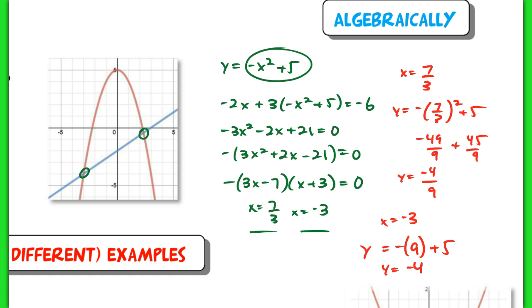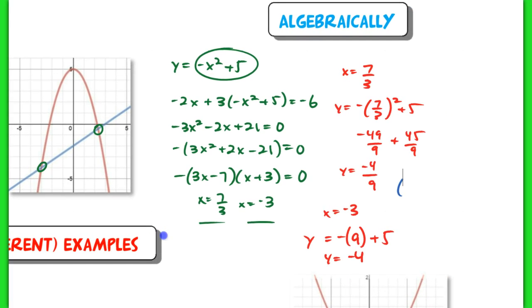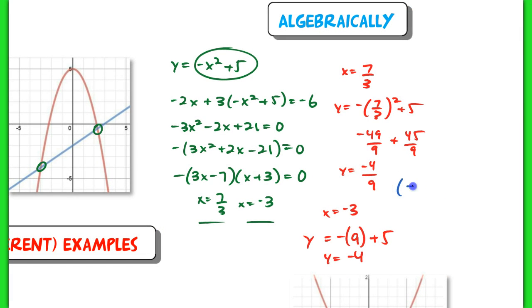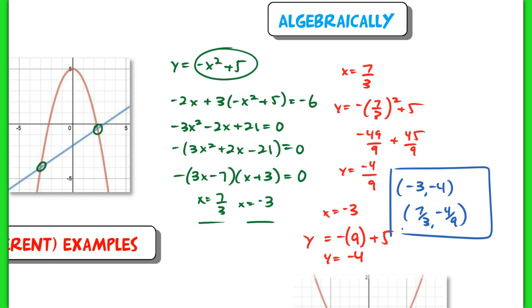So when we list our coordinates, make sure that you're not just solving for the y and the x, but actually listing them as two coordinates, because the whole point of this problem is to figure out where they intersect. So it would be negative 3, negative 4, and 7/3, negative 4 ninths. Okay, these are our two unique points where those two intersect.